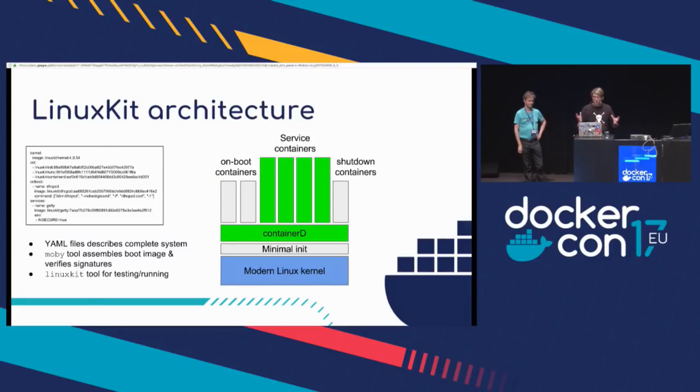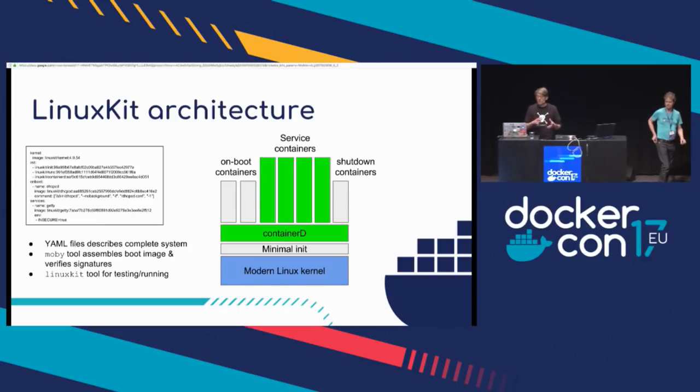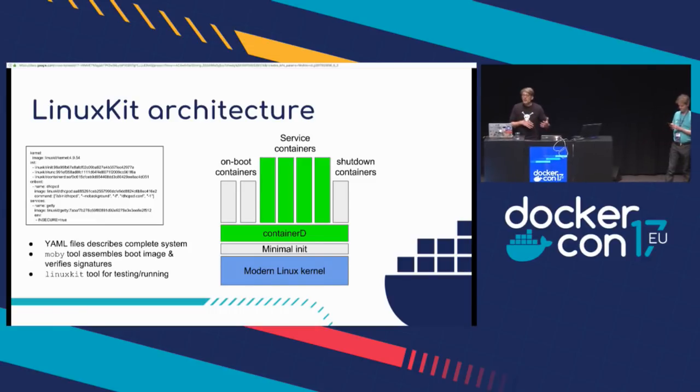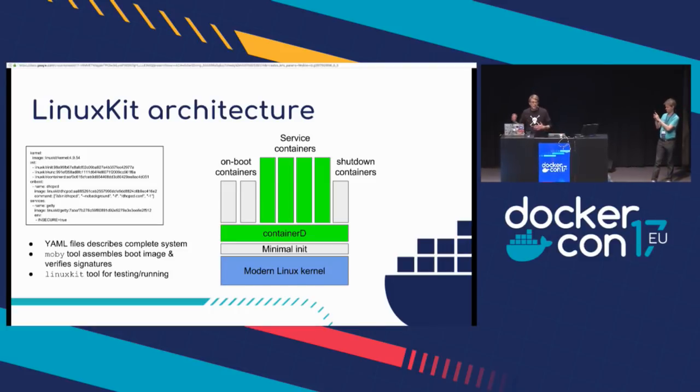To give you an overview of how that works, we take a YAML file which describes the entire system which we want to build. We then have a tool called Moby, which takes the components specified in the YAML file and assembles them into images you can boot on hypervisors or even on bare metal. The Moby tool also verifies things like signatures of the packages which we use to assemble the final image. On the right-hand side, you see what the end product will look like.